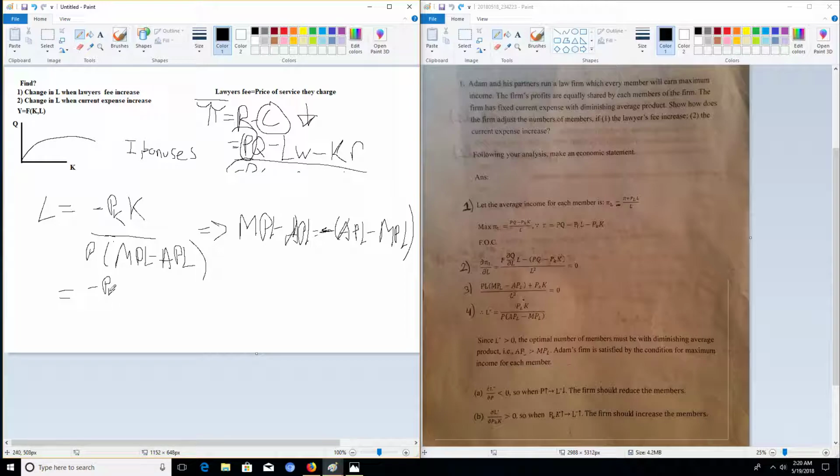Negative P sub K times K, and the negative comes over here. Negative P, and distribution, brackets, negative APL minus MPL. Negative negative equals positive, so then you finally get P sub K over P, APL minus MPL.